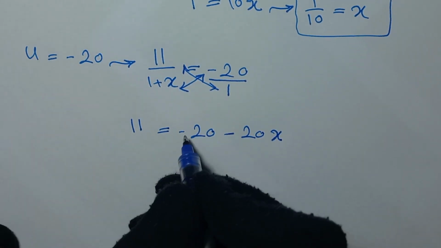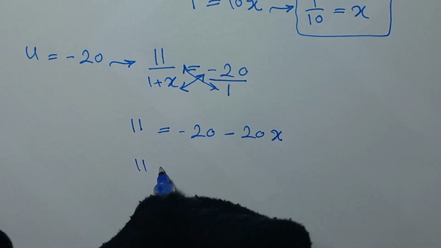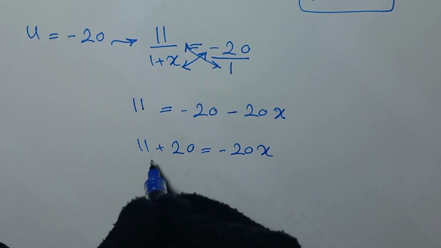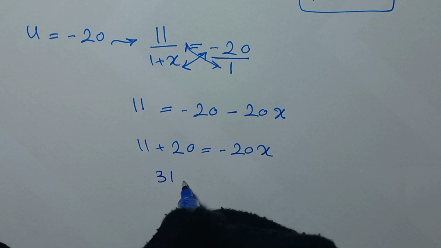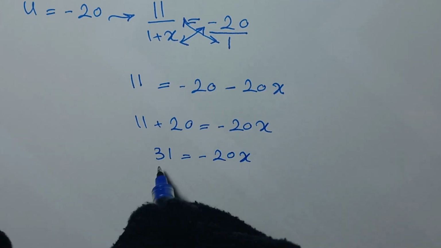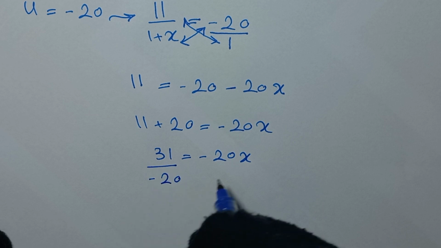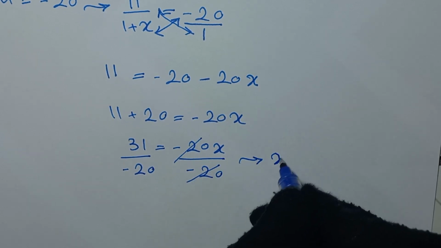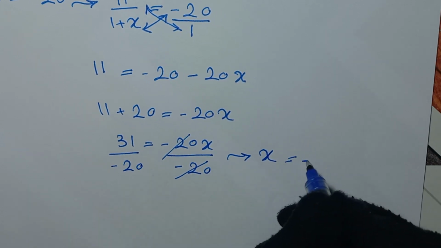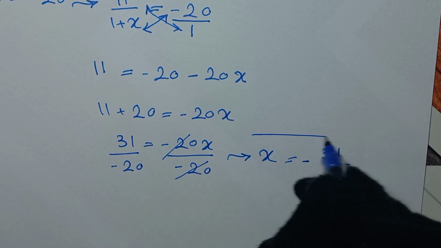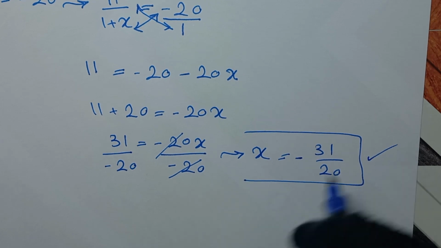Here we take this negative 20 to this side, and it will be 11 plus 20 is equal to negative 20x, so 31 is equal to negative 20x. We divide both sides by negative 20, this cancels this, and x is equal to negative 31 over 20. This is our second answer.